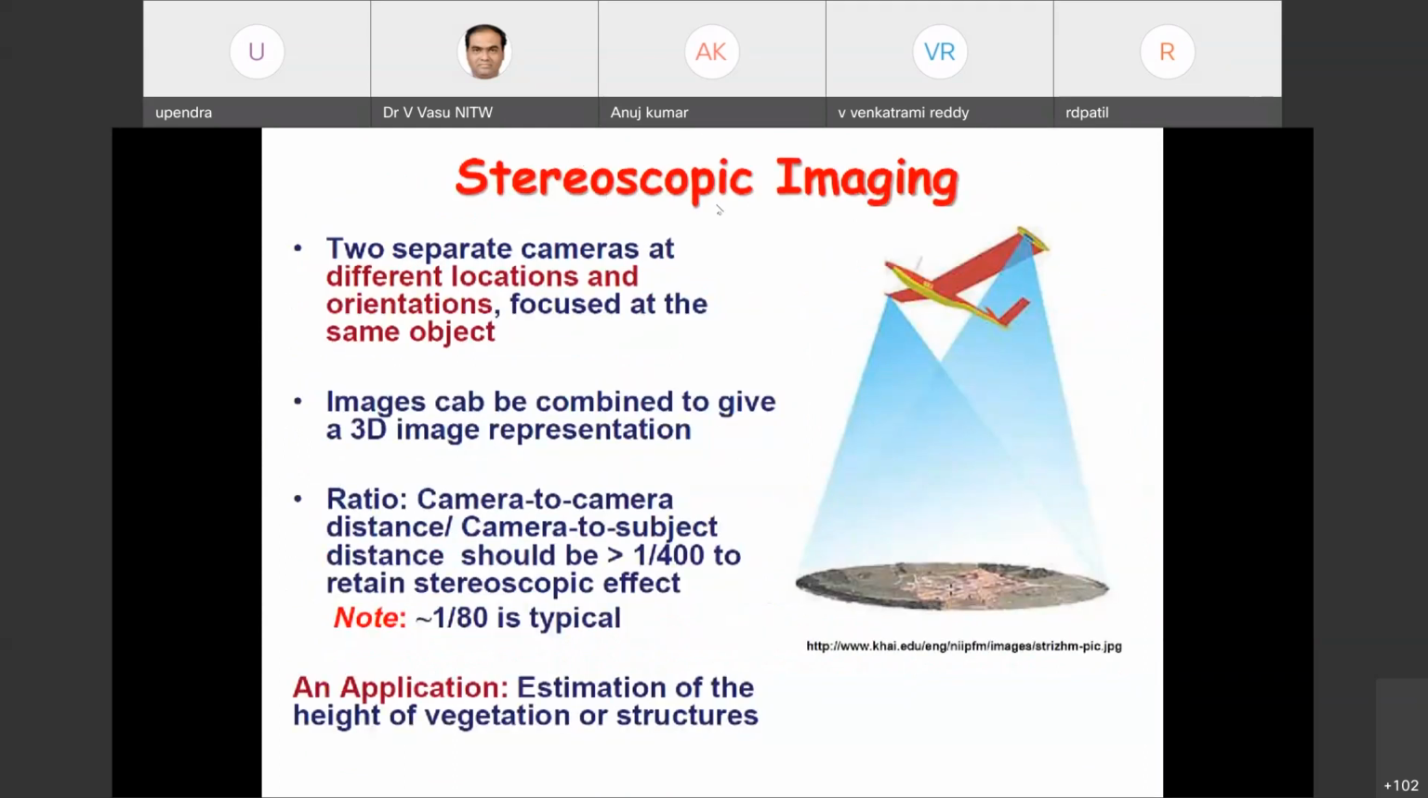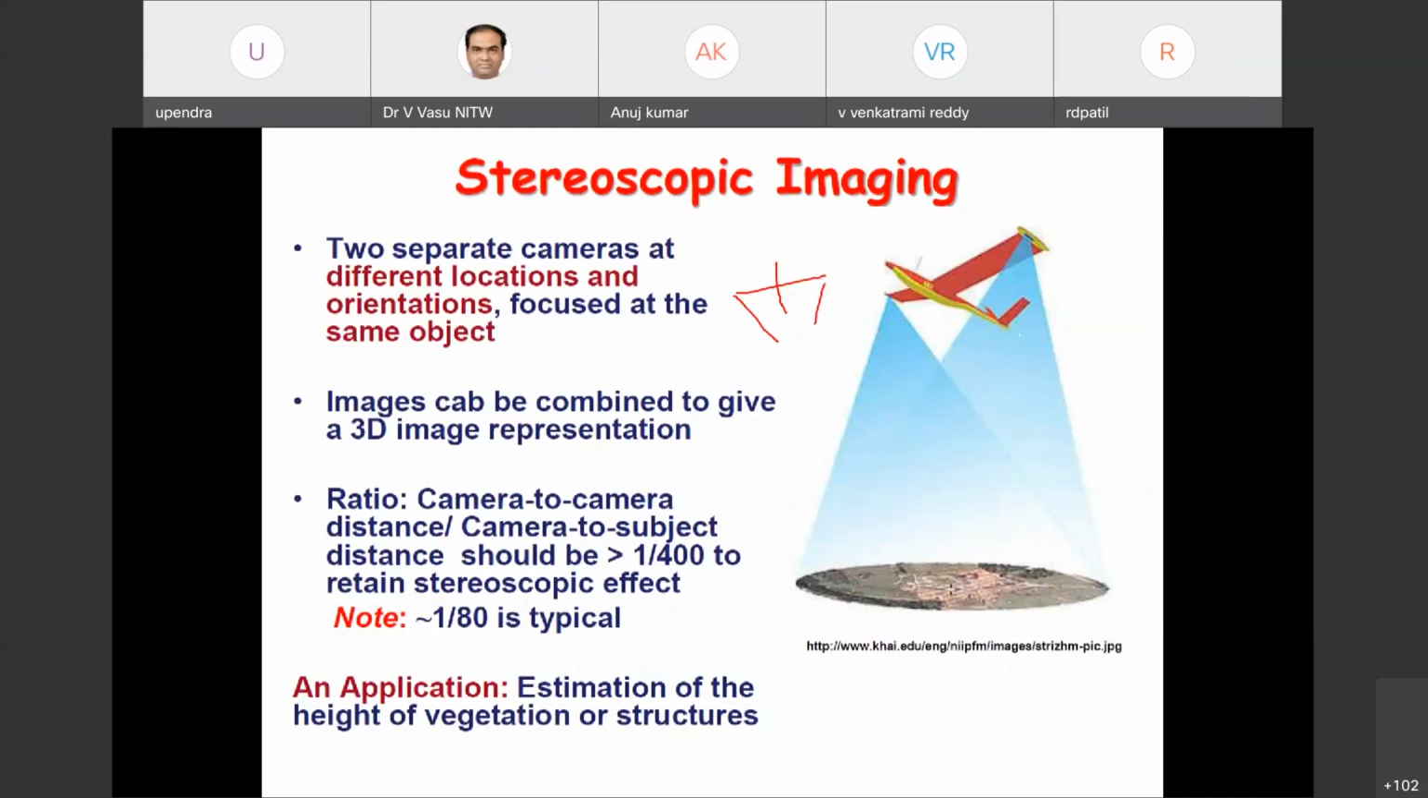Stereographic imaging is one imaging where 2 cameras are kept on the drones. So now drones are going to be coming. These drones can capture the image with 2 different cameras, or 3 different.